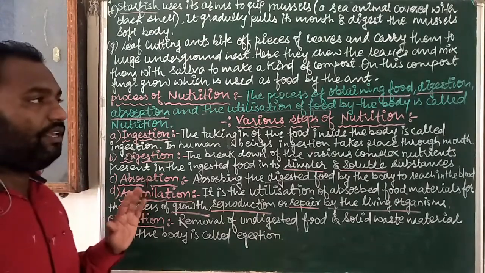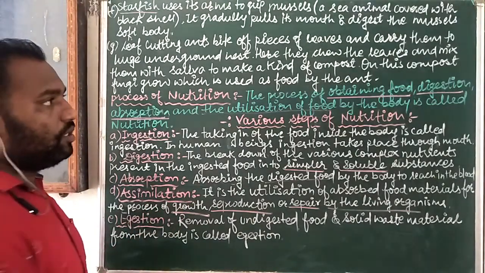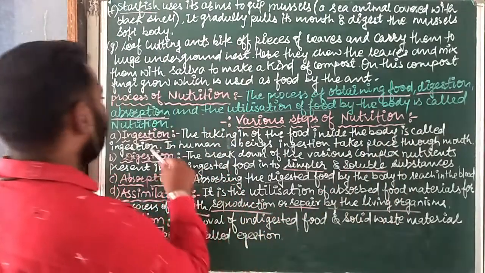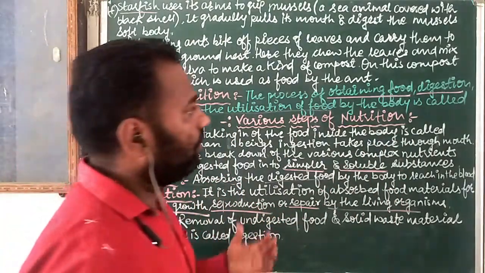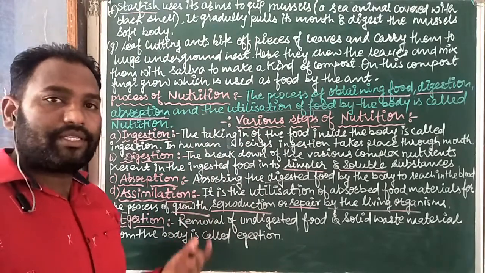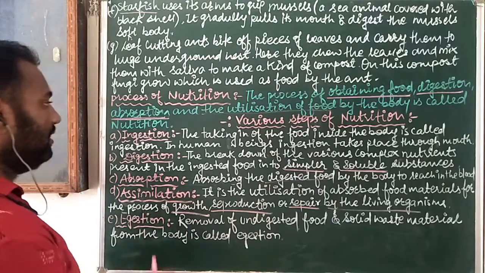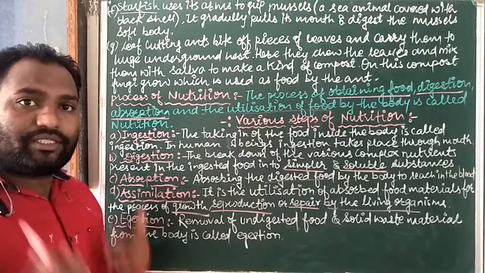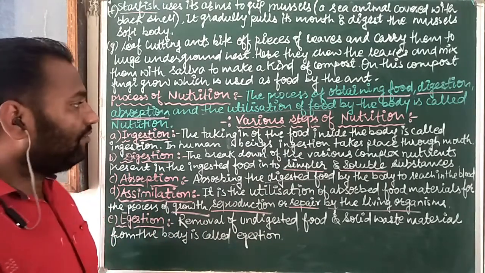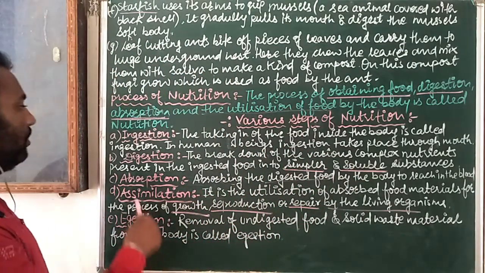So once again we have to revise this process of nutrition. It is the process of obtaining food, digestion, absorption and the utilization of food by the body. All these activities together are known as nutrition. So what are the various steps of nutrition? We already studied that. Ingestion means taking food inside our body. The taking in of food inside the body is called ingestion.